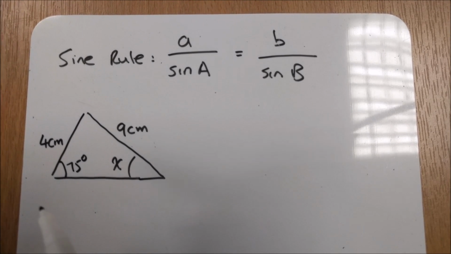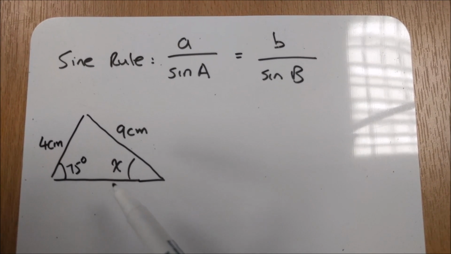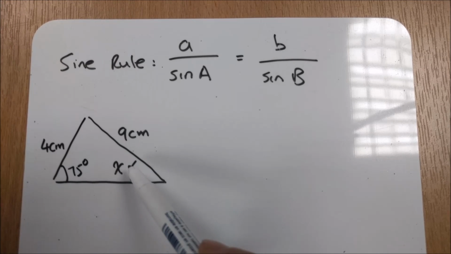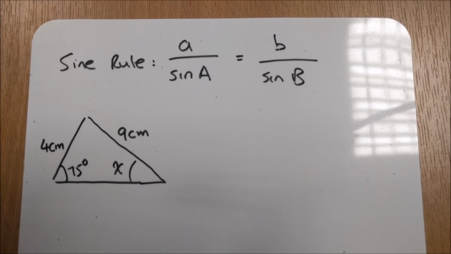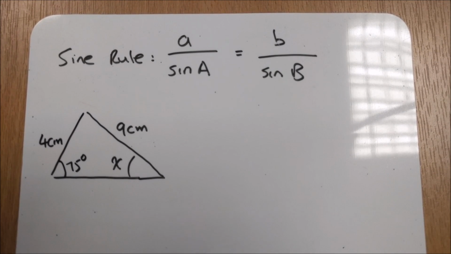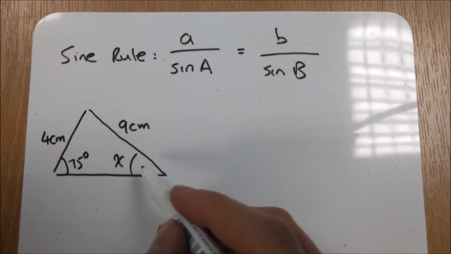Now we're going to be looking at using the sine rule to find the angle instead of a side. Now finding the angle, the general steps are the same. The only thing that changes is that you require a bit more algebraic manipulation. Okay, so first the steps remain the same. We're going to start by labeling our triangle.